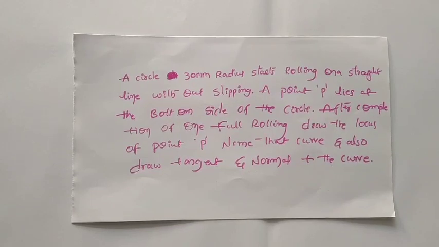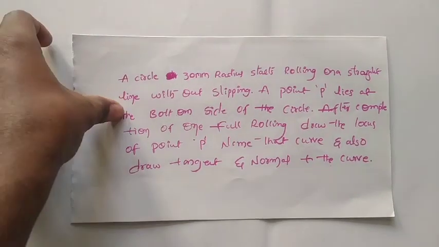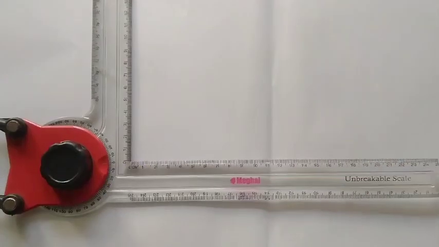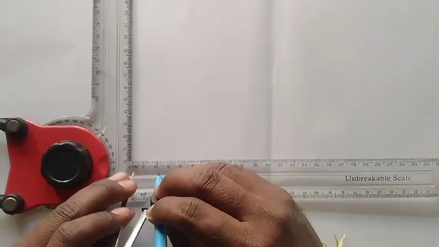A 30 mm radius circle rolls along the straight line without slipping. You have to draw the locus of point P, which lies at the bottom side of the circle. First of all, you have to draw a circle with 30 mm radius.